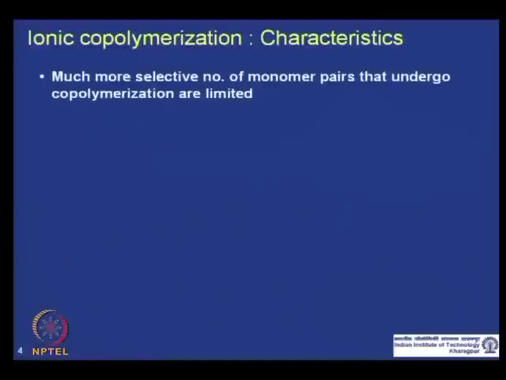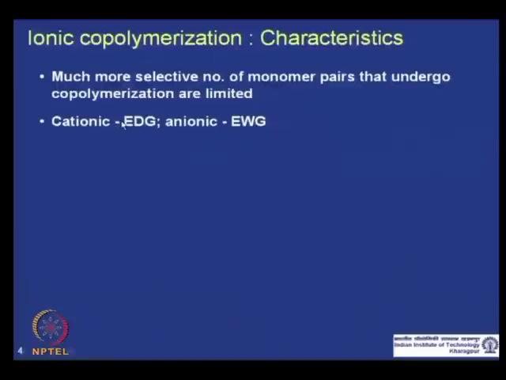Nonetheless, if we compare ionic copolymerization with radical copolymerization, we can understand the differences, and in that way we can understand several characteristics of ionic copolymerization. Unlike radical copolymerization, ionic copolymerization is much more selective, and not many monomer pairs undergo copolymerization. So the number of comonomer pairs you can choose to make a copolymer by the ionic method is limited, whereas in radical copolymerization there are numerous options where you can choose two monomers and make a copolymer.